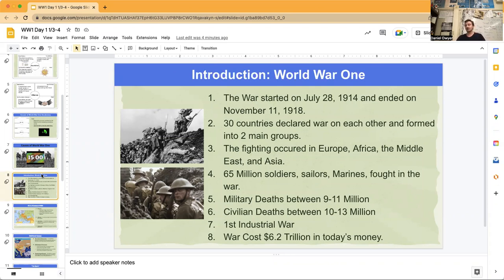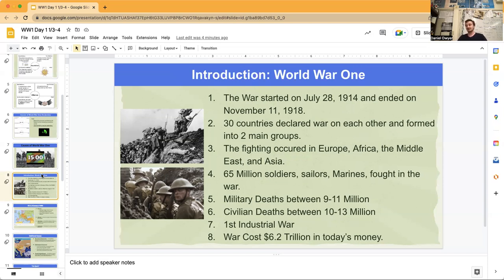There were a total of 30 countries who would declare war on each other, and they were formed into two main groups that we're going to be going over. So this is really a whole world war. The fighting does occur in Europe, Asia, Africa, and the Middle East, and includes countries from all over the world. In total, 65 million soldiers, sailors, Marines fought in this war.